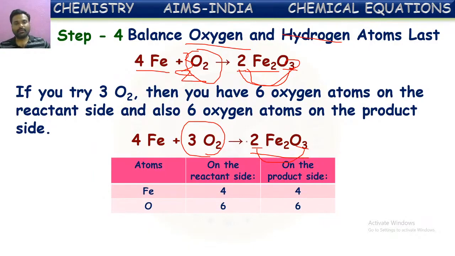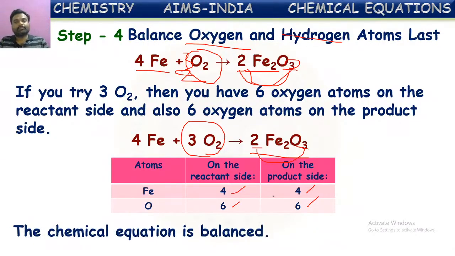The number of iron atoms on both the sides is 4. The number of oxygen atoms on both is 6. Finally, we are getting the total number of atoms of each element the same on both the reactant side and product side. Hence, we can say this is a balanced chemical equation. By this, we are getting a balanced chemical equation.